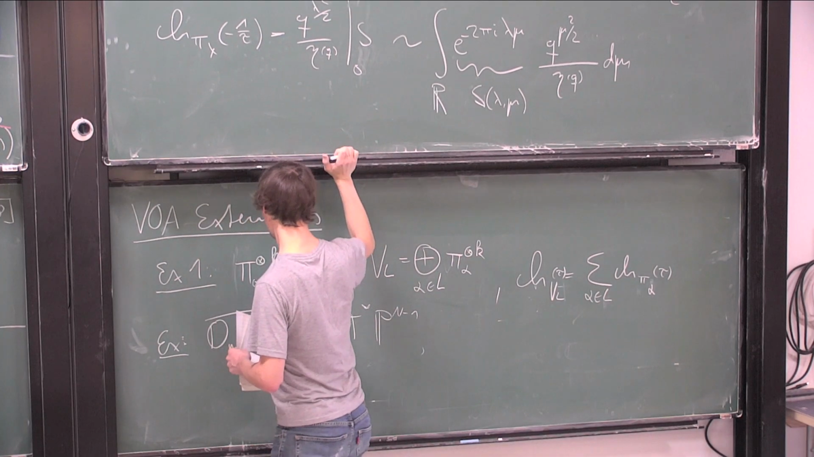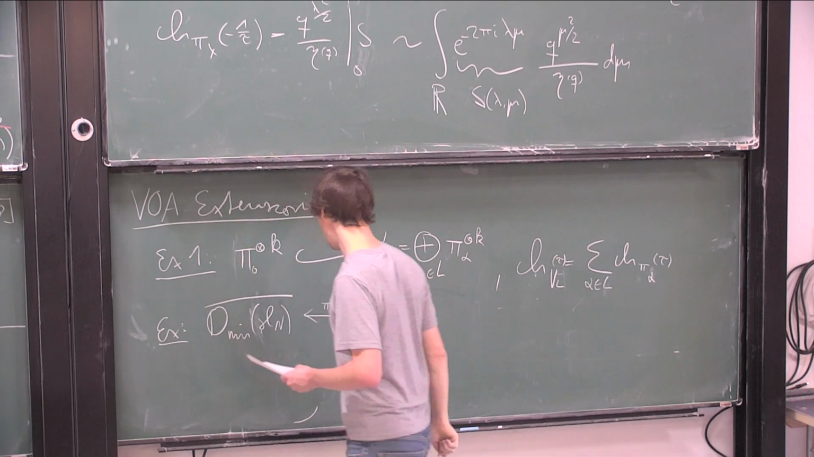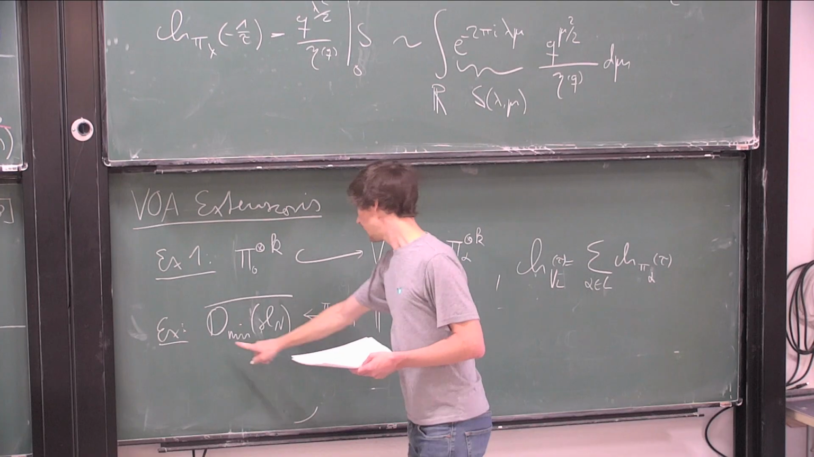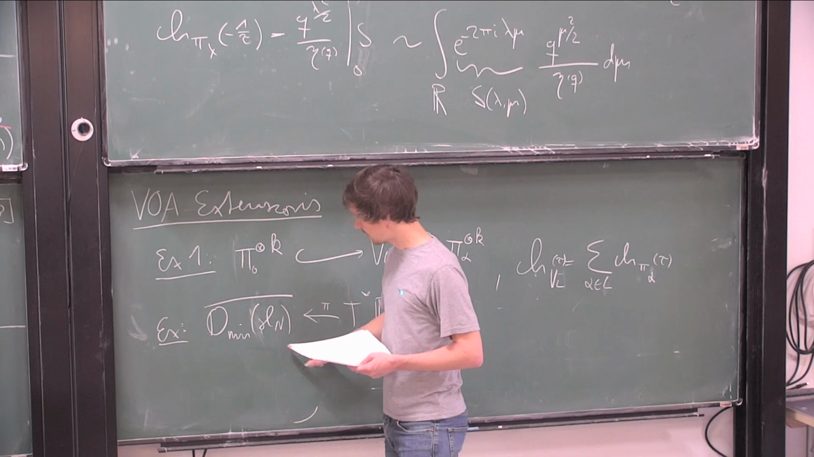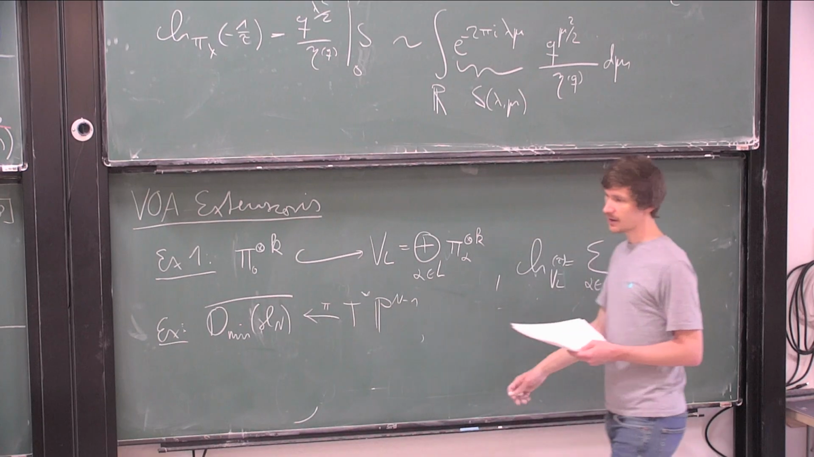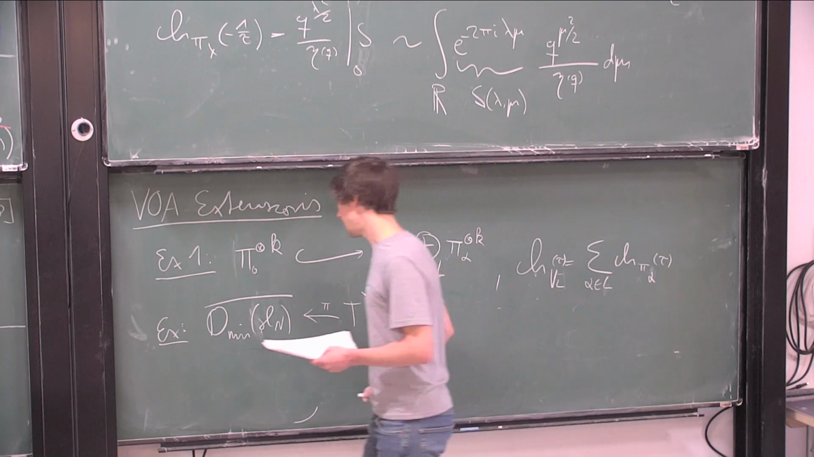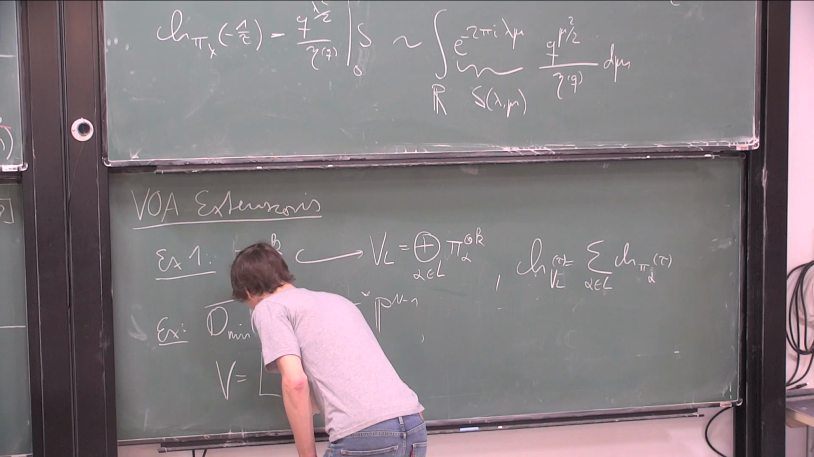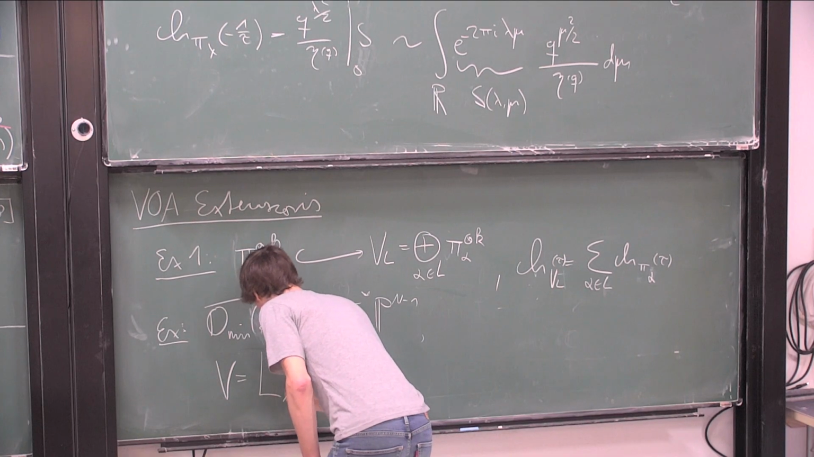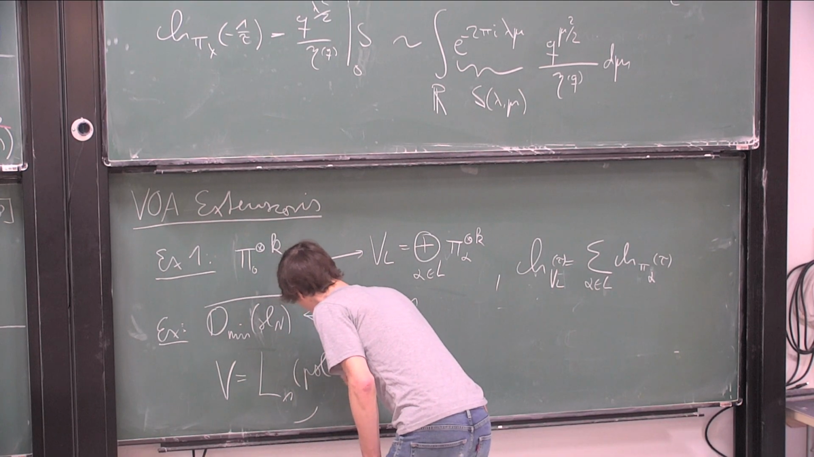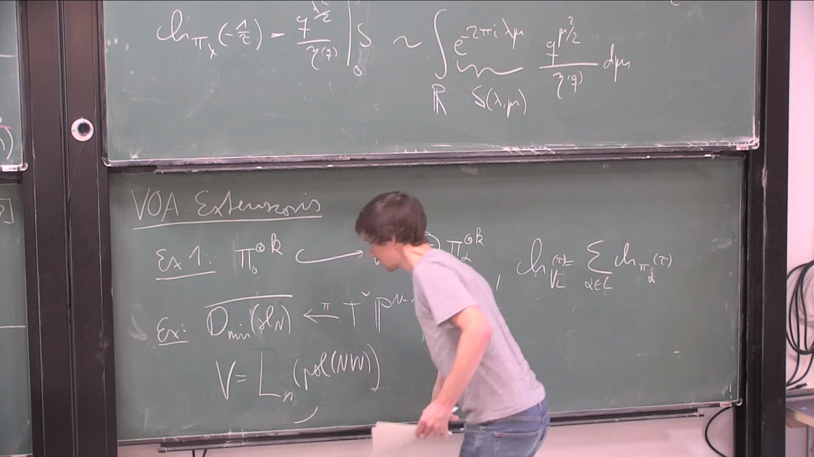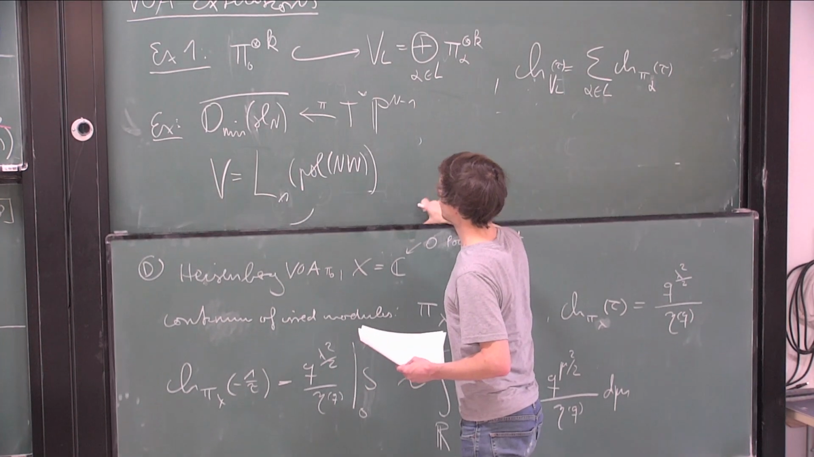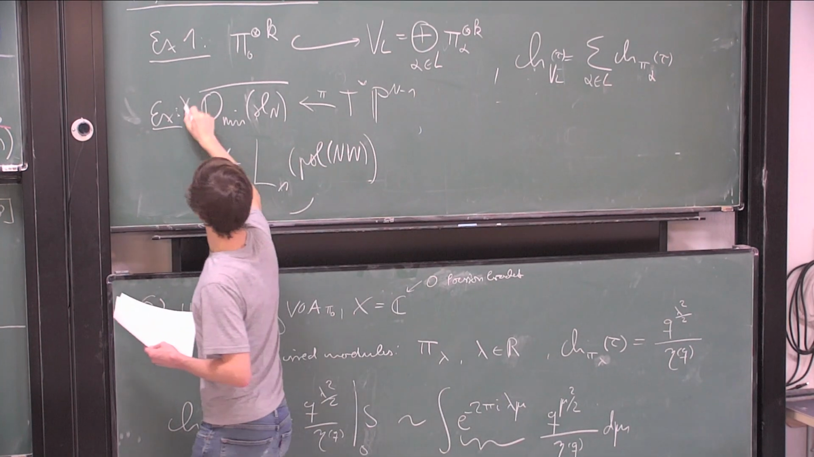And what do the characters look like? The VOA that has this symplectic singularity has, again, quasi-modular characters. So what is the VOA here? It is an affine VOA at level 1 for the Lie algebra PSL_n. Just to make this specific. That's a vertex algebra that has this symplectic singularity.